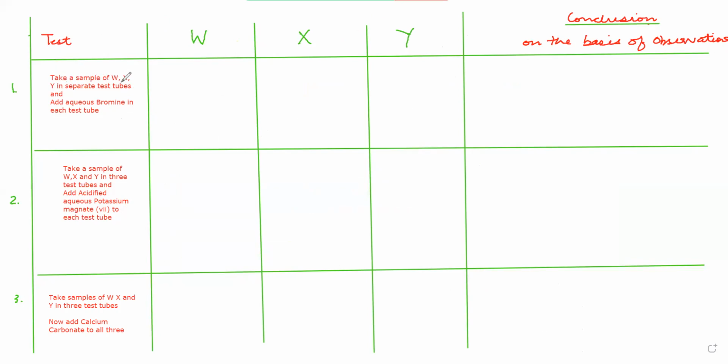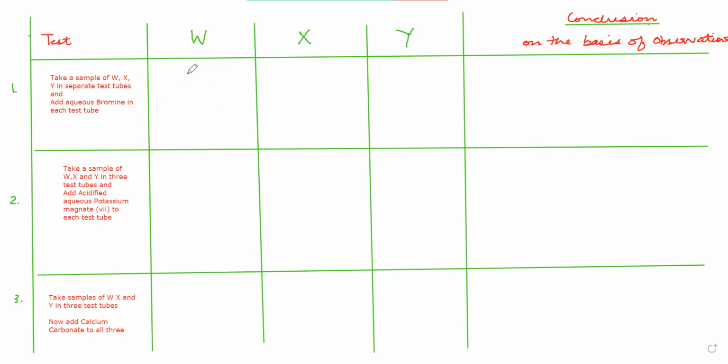I'll take the sample of W, X, Y in separate test tubes, and then I'll be adding aqueous bromine to it, in each test tube. So depending on my observations, whether it's W, X or Y, the substance which is going to decolorize my reddish brown bromine will actually be my alkene.